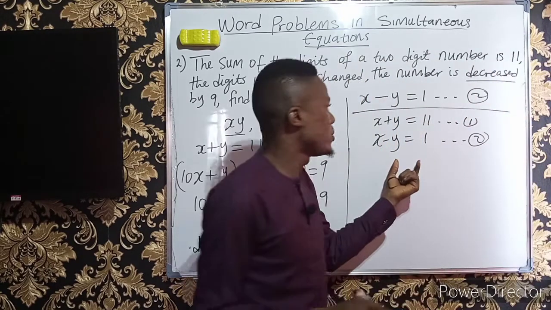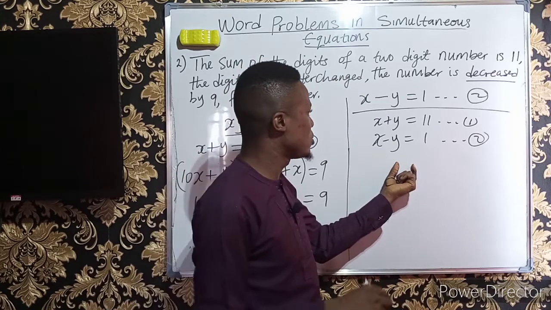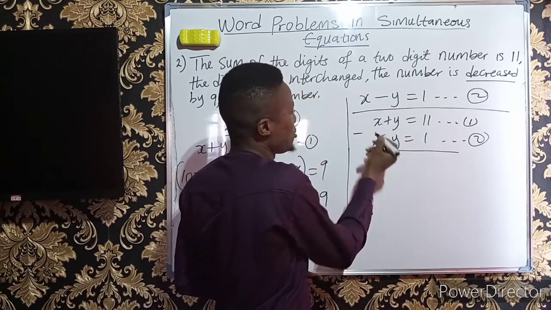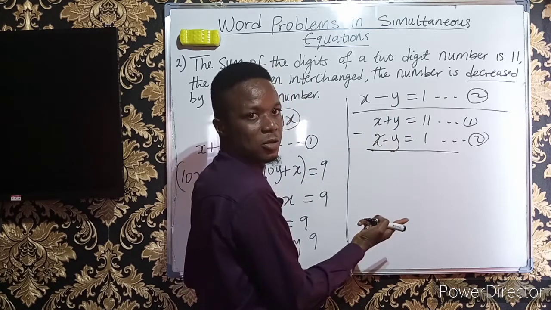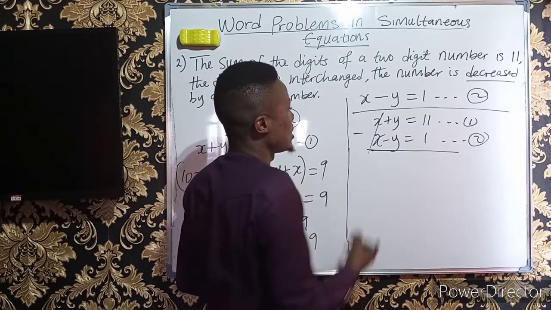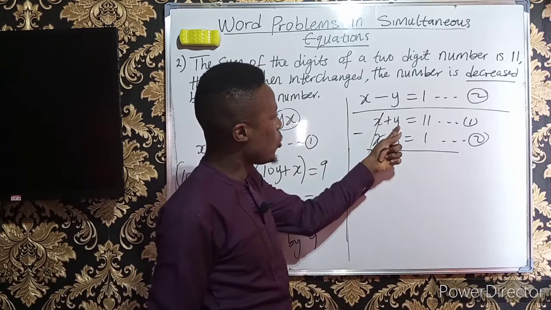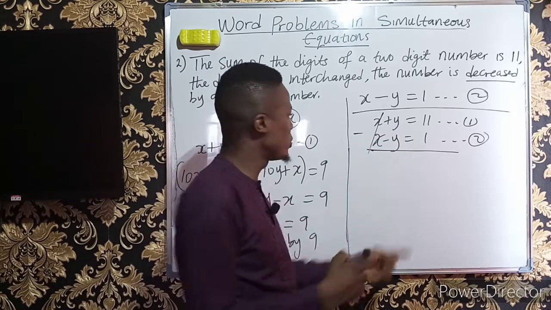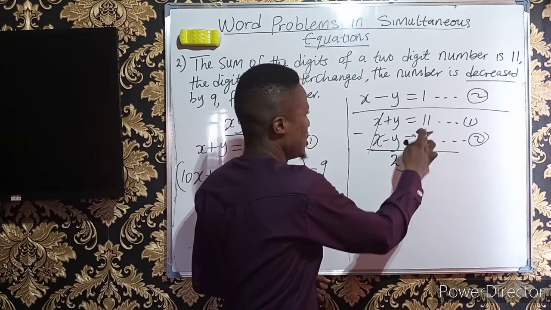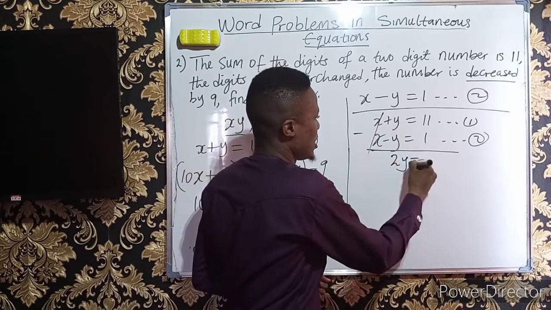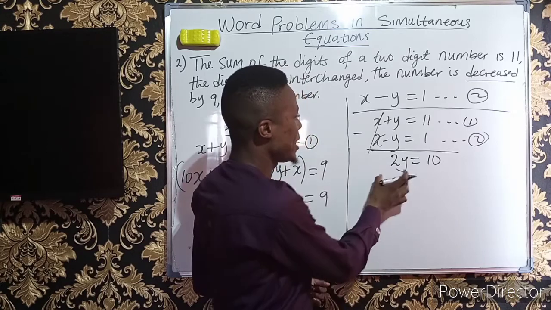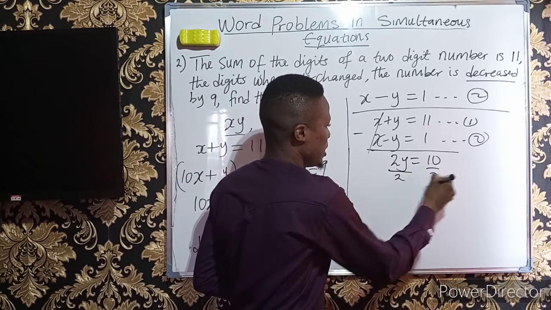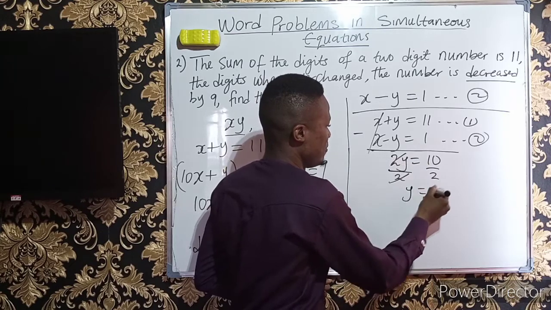Now let us use the elimination method and solve to get the values of x and y. To eliminate x, I have to subtract, because x minus x is 0. So I'm subtracting here so that x will be eliminated. Then y minus minus y implies y plus y, which is 2y. 11 minus 1 will give us 10. So to get the value of y, I will divide both sides by 2, so y will give me just 5.